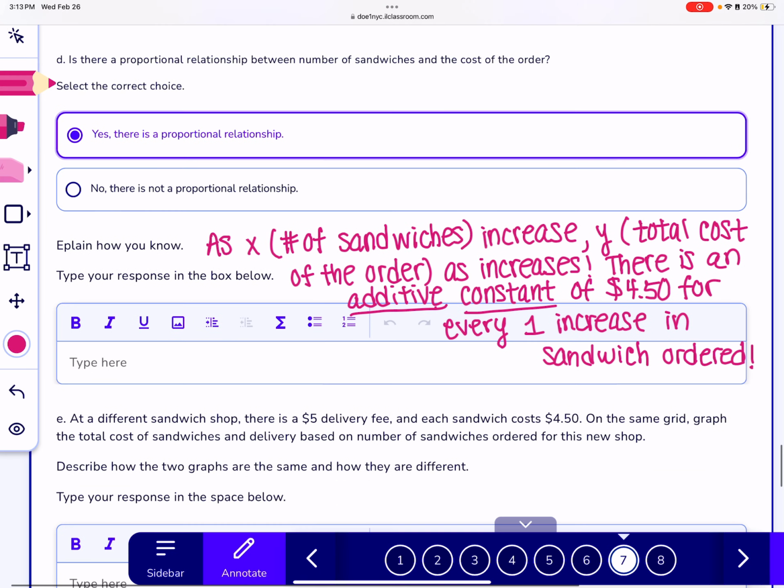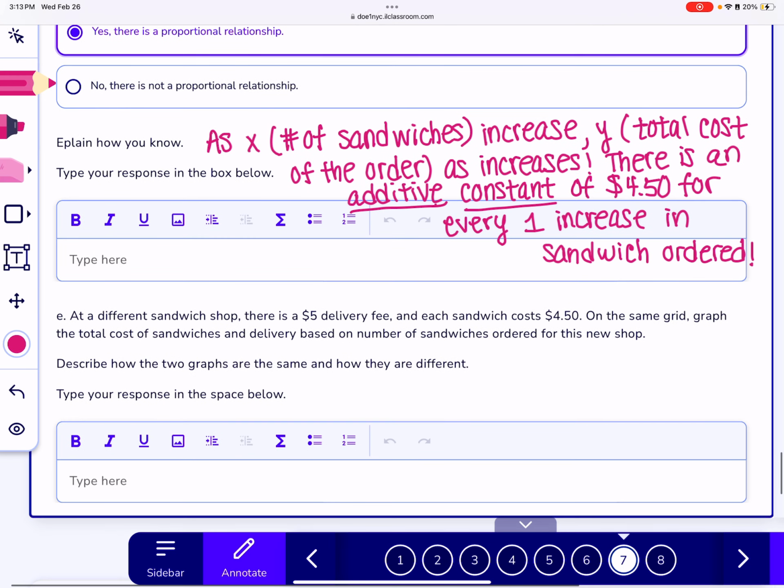Part E. At a different sandwich shop, there is a $5 delivery fee, and each sandwich costs $4.50. On the same grid, you're going to graph the total cost of sandwiches and delivery based on number of sandwiches ordered for this new shop. And we're going to describe how the two graphs are the same and how they are different.